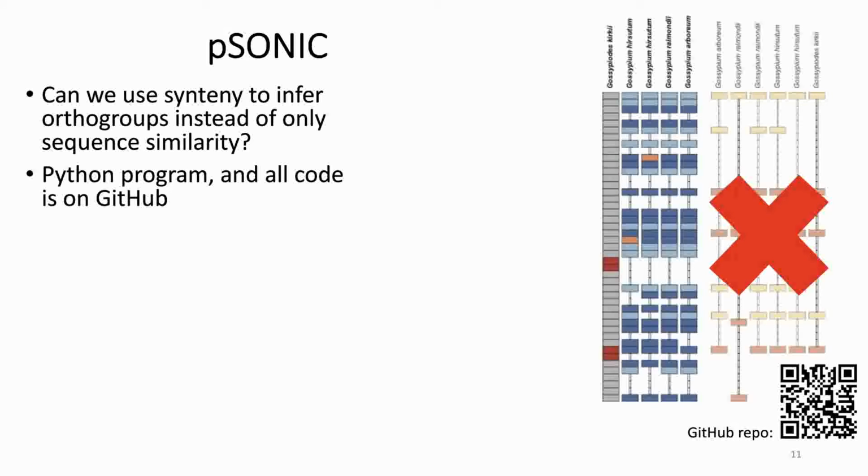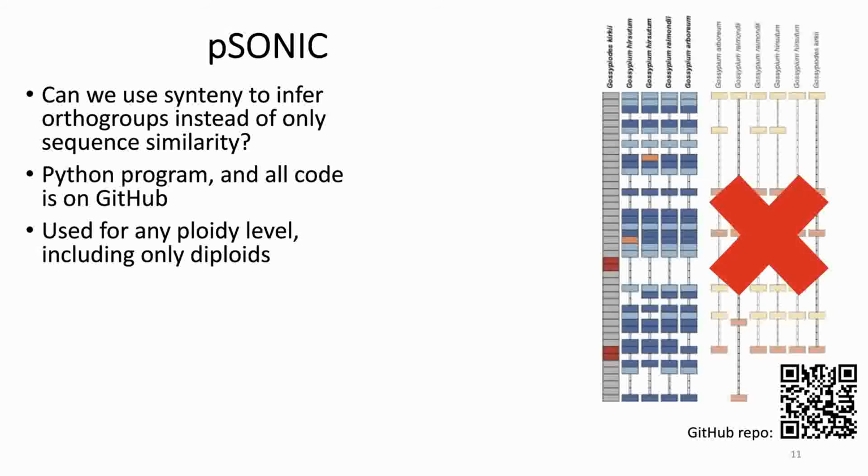Phytogenic is a Python program, and all of the code is publicly available on GitHub. If you scan the QR code at the bottom right hand of your screen, that will take you to the GitHub repository to check it out for yourself. And this can be used for any ploidy level, including only diploids, if your analysis doesn't include any difference in ploidy between your species, but you want some sort of syntenic relationship to have higher confidence in the orthologs that you are inferring.